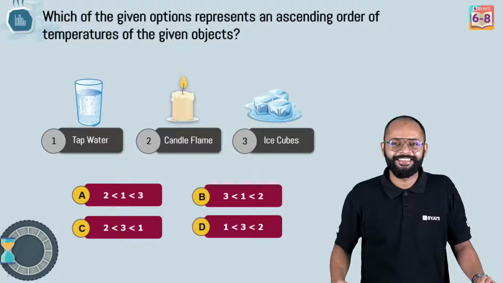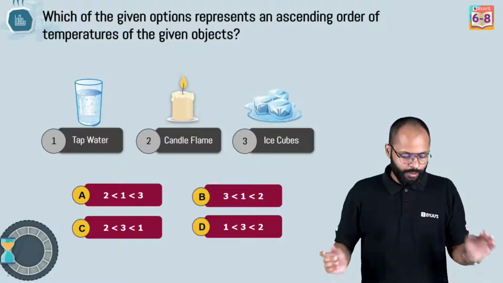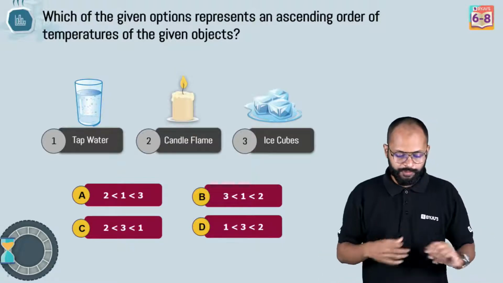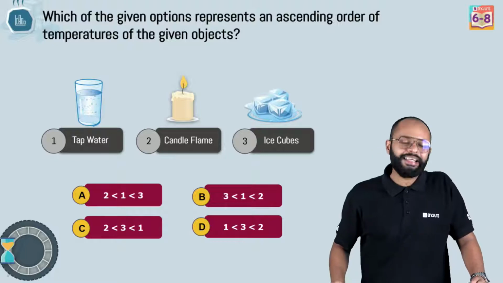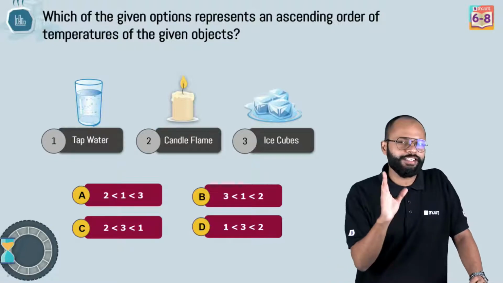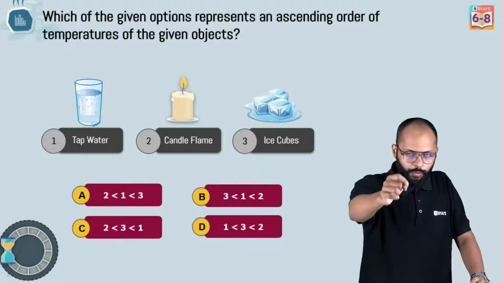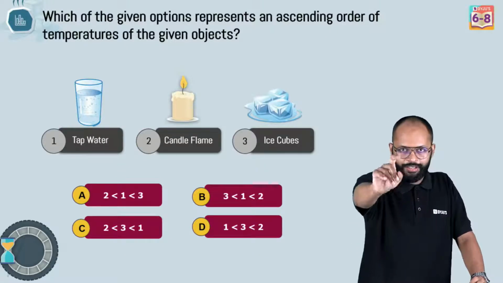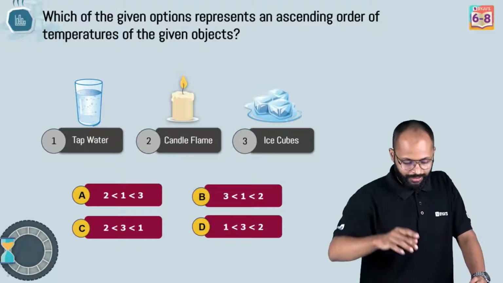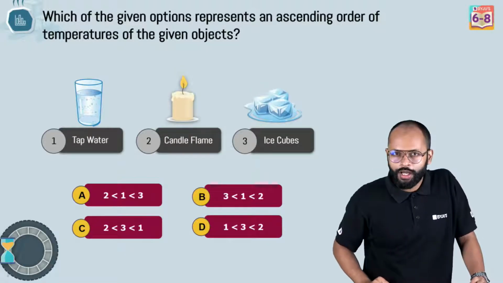Alright. So, this is: which of the given options represent an ascending order of temperatures of the given objects. It's an easy question, but you know what? Let's make it interesting using a poll. Alright? Should we go ahead? Are we good to go for the poll? Alright, let's start the poll in 3, 2, 1, now.